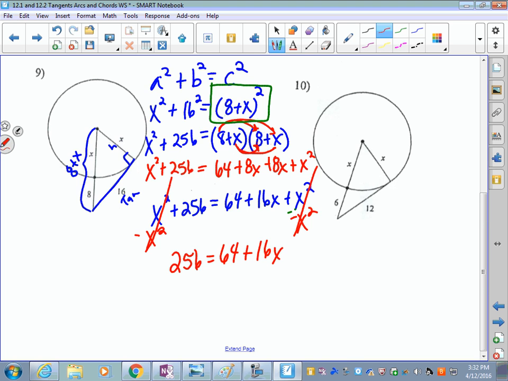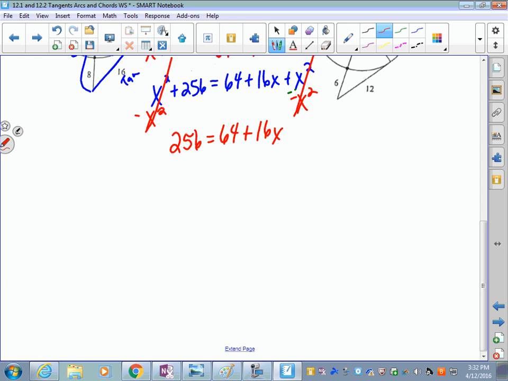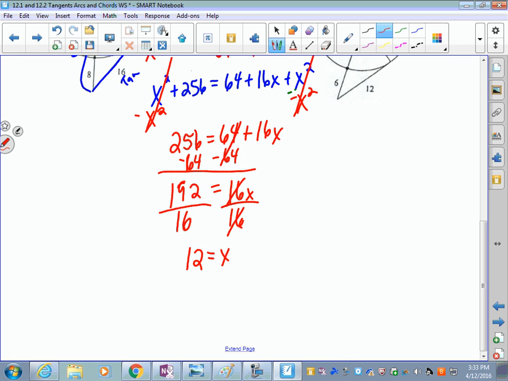Can we solve for x now? Yeah. We're going to do what now? Subtract the 64. So we're left with 16x was 256 minus 64. Yes, thank you. 192. All right, and now we got to solve for x. Divide by 16. 16s will cancel out. 12 equals x.